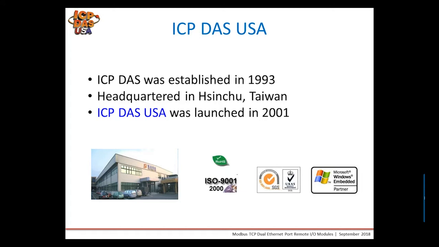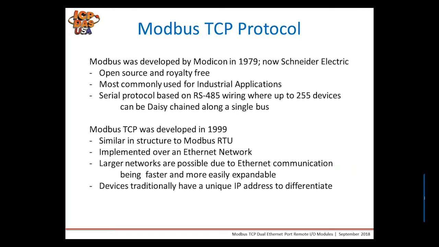ICP-DOS was established in 1993. We're headquartered in Hsinchu, Taiwan, and ICP-DOS USA was launched in 2001 to support the North and South American markets. ICP-DOS is ISO 9001, and we're a Windows embedded partner.